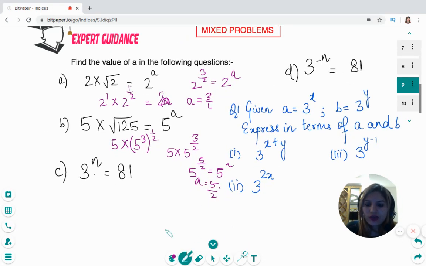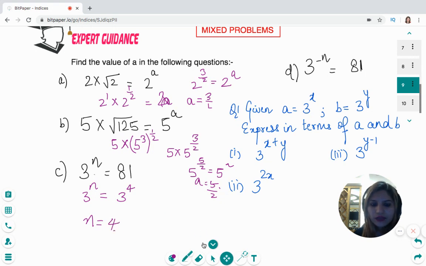Now let's do this question. 3 to the power n equals 81. Now raise 81 as a power of 3. So that is 3 times 3 is 9, 9 times 3 is 27, 27 times 3 is 81. So it means n is equal to 4. Okay, so I hope this is clear to you.